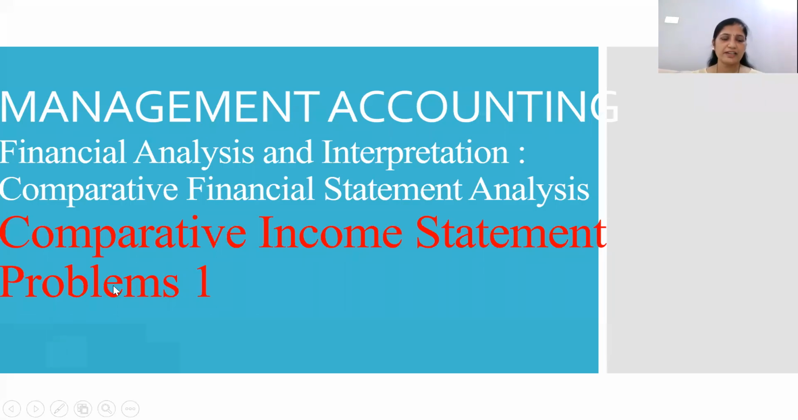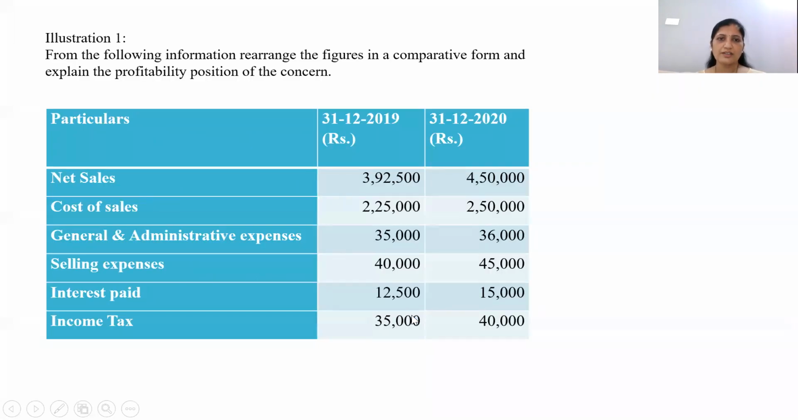Okay, as I've said, we are starting today comparative income statement. So take down this problem. All of you can see this problem now on the screen. Take down from the following information, rearrange the figures in a comparative form and explain the profitability position of the concern. Three columns are there: particulars, 31st 12 2019 and 31 12 2020.